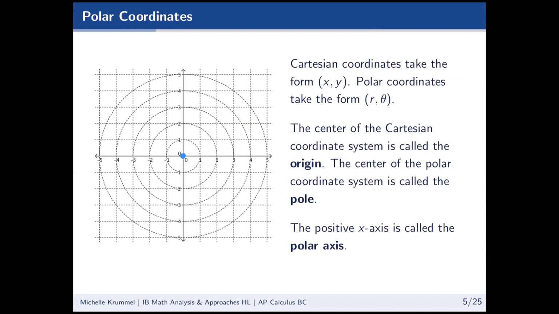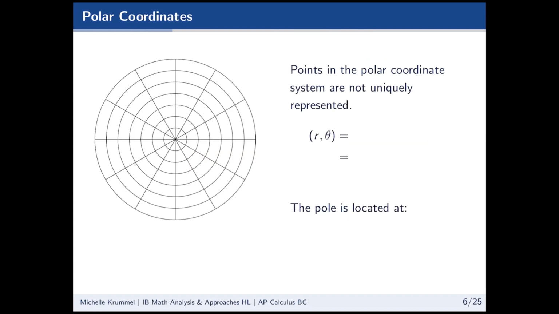In the polar coordinate system, that point is called the pole. And the positive x-axis here is called the polar axis. Now, unlike the Cartesian coordinate system, points in the polar coordinate system are not uniquely represented. You can have 2 points in the polar coordinate system that have different coordinates, but actually represent the same point. For example, let's look at the point with polar coordinates 4, pi over 6.